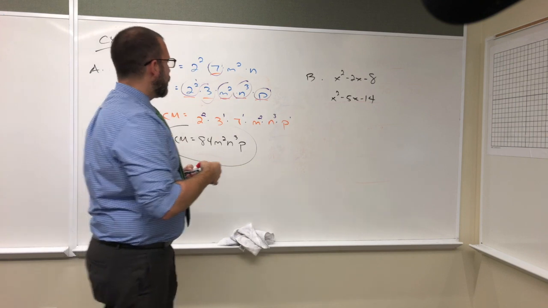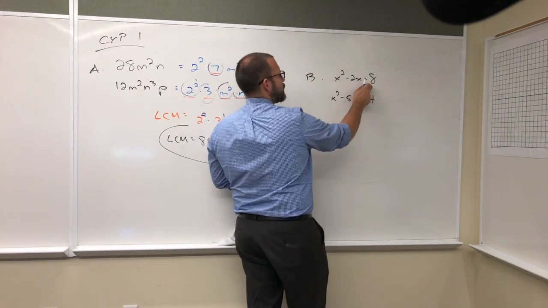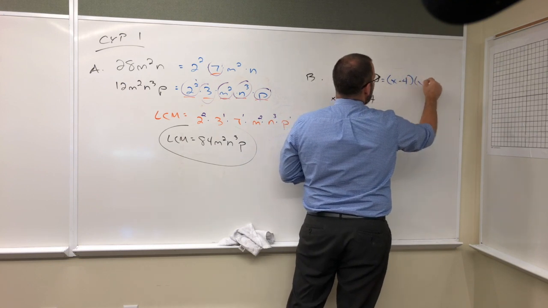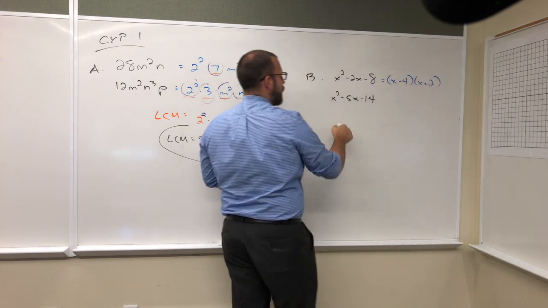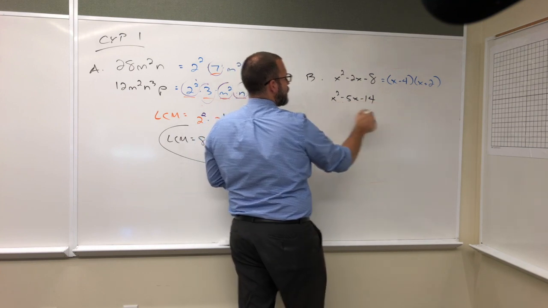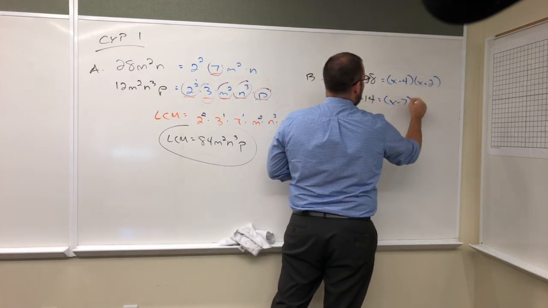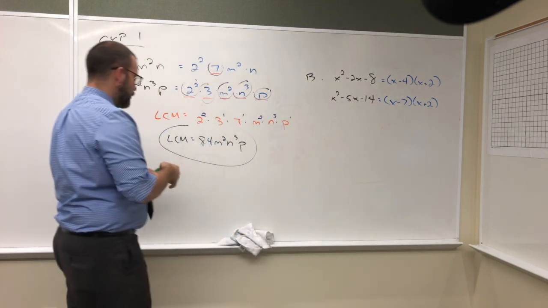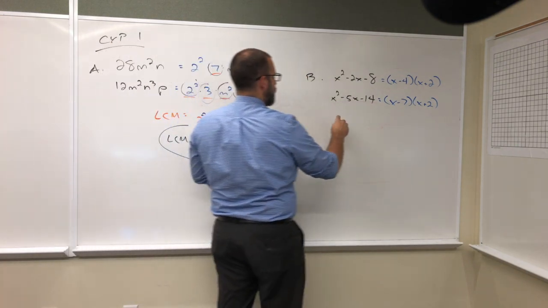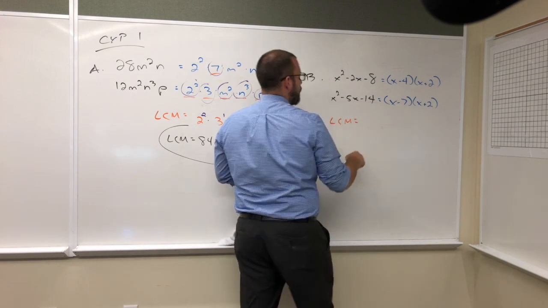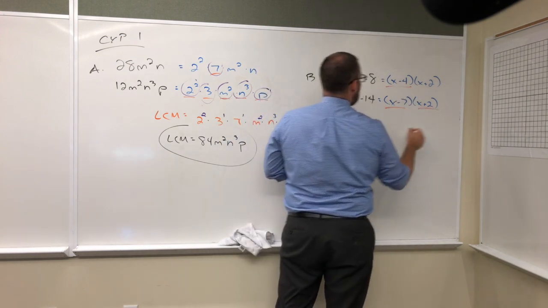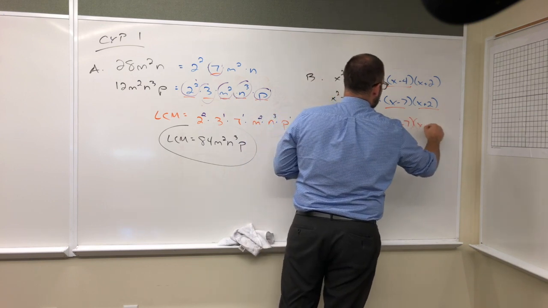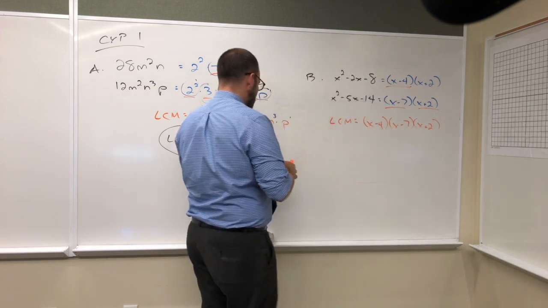And we're going to factor these. Two numbers that multiply up to -8 but add up to -2 are -4 and +2. Two numbers that multiply up to -14 and add up to -5 are -7 and +2. And so our least common multiple is going to end up being the product of every binomial that we see. Looks like we're going to have x minus 4, x minus 7, and x plus 2.